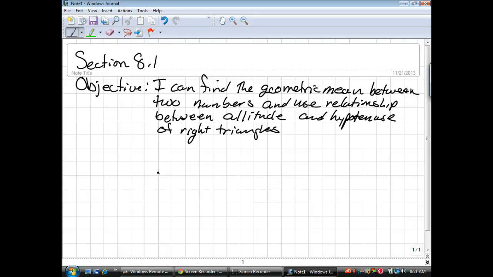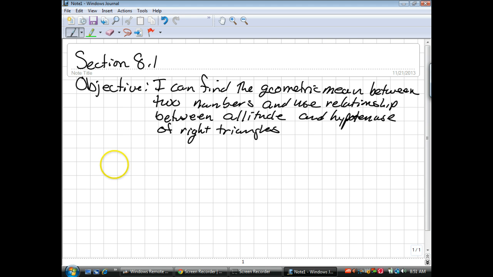Section 8.1. Our objective today is I can find the geometric mean between two numbers and use the relationship between altitude and hypotenuse of right triangles. In this section, we need to be able to work with radicals and be able to simplify them.